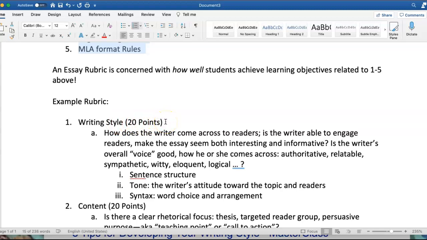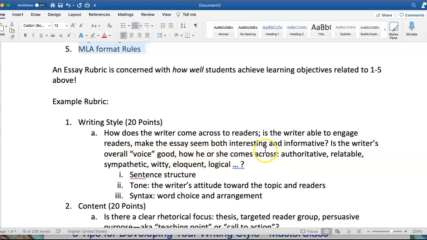Why am I weighting it as 1/5 of the grade? If I'm doing so, I think it's important. It's how does a writer come across to readers? Is a writer able to engage readers, make the essay seem both interesting and informative? It's not just informative, but it's interesting because of the writer's style. Is the writer's overall voice good? And voice is a way to describe style well. The voice, is the voice good?